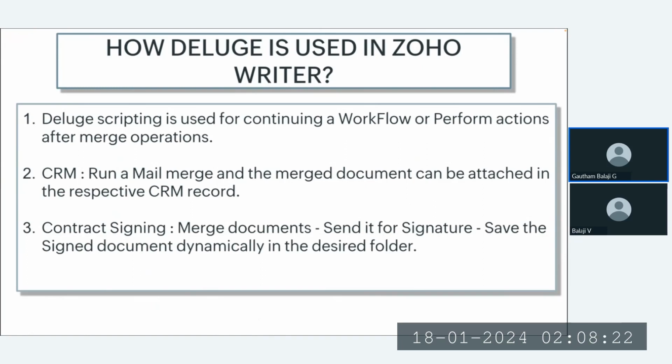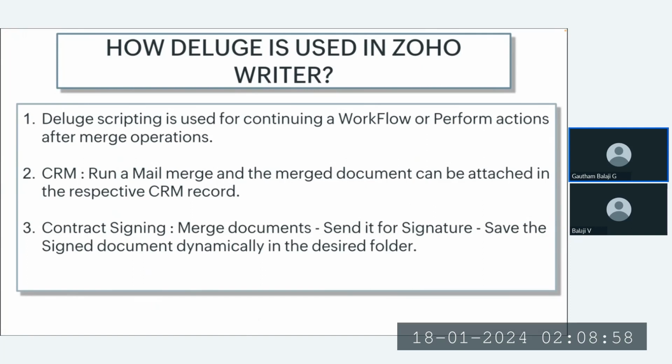For example, you can merge a document, send it for signing, and then the signed document can be pushed to Google Drive or Dropbox, or you can also attach the signed document as a record in Zoho People or Recruit based on your workflow. You can also run a merge, and the merged document can be attached to the respective CRM record. And not only that, you'll also have the capability to run a merge, send it for signing, and then save the document dynamically in a required folder.